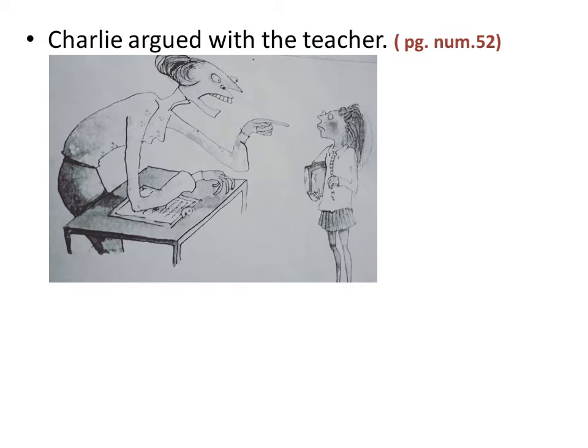Right. So at this stage, Charlie, who used to have her own way in the class, was a little bit ashamed. Look at her eyes, look at her expressions. She feels a little bit ashamed. So you can read from line 40 up to the end of the paragraph. You can see how she was a bit ashamed.